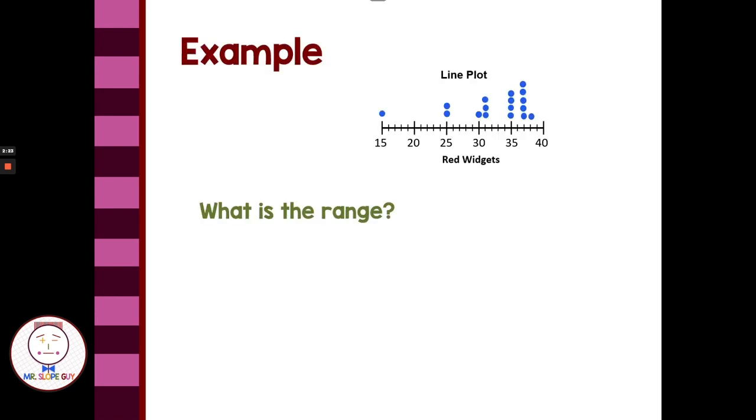All right, we have a line plot here of red widgets, and we were looking for the range. To find the range, we want to take our highest point and subtract the lowest point. It looks like we have data at 38 for the highest point, data at 15 for the lowest point. Subtract those, and we get a range of 23.